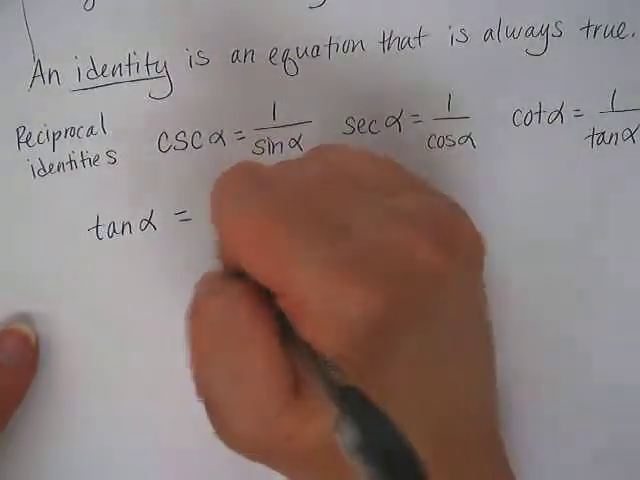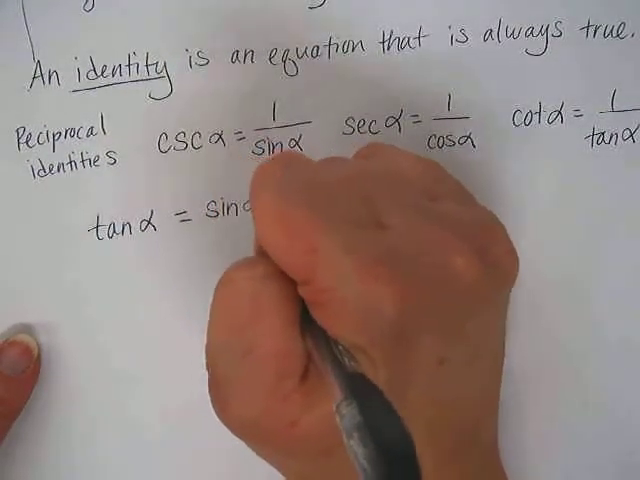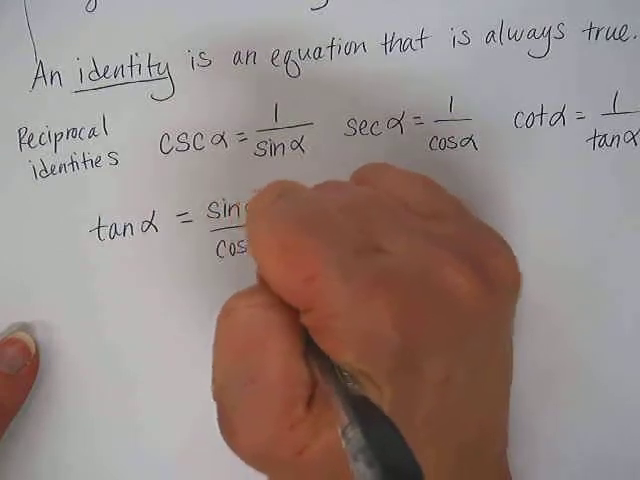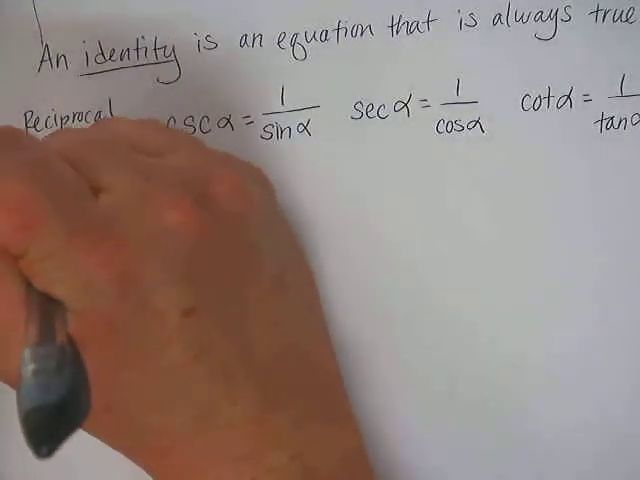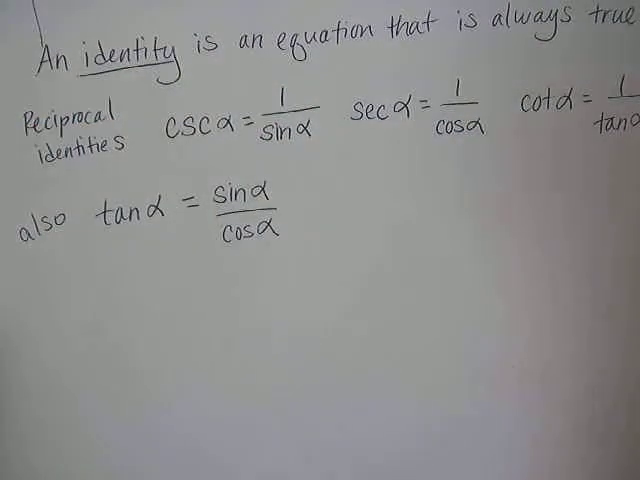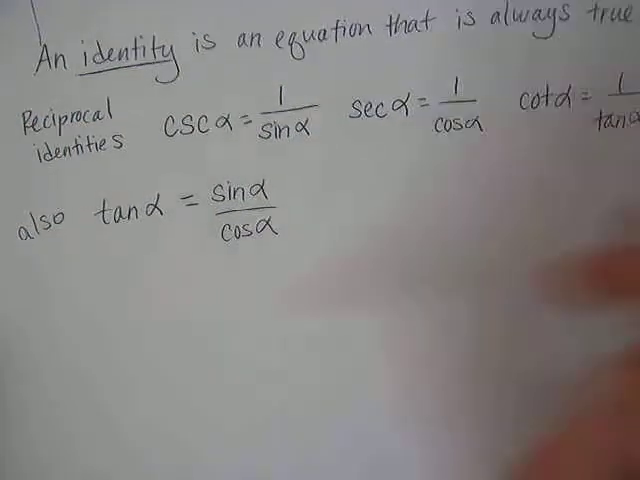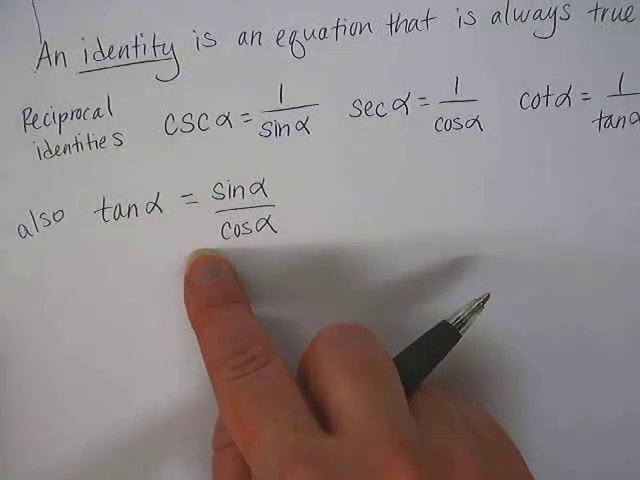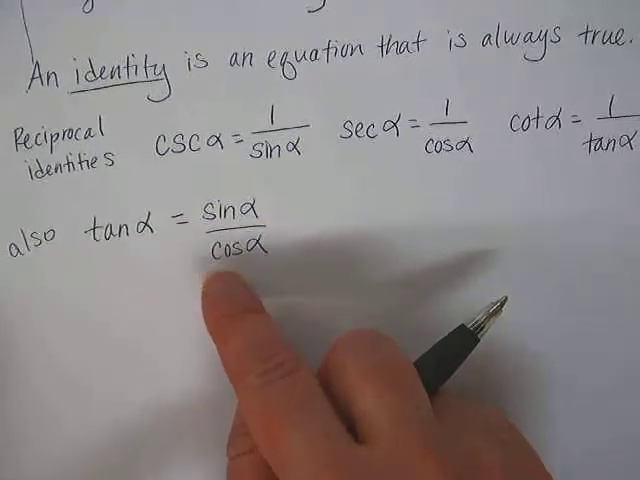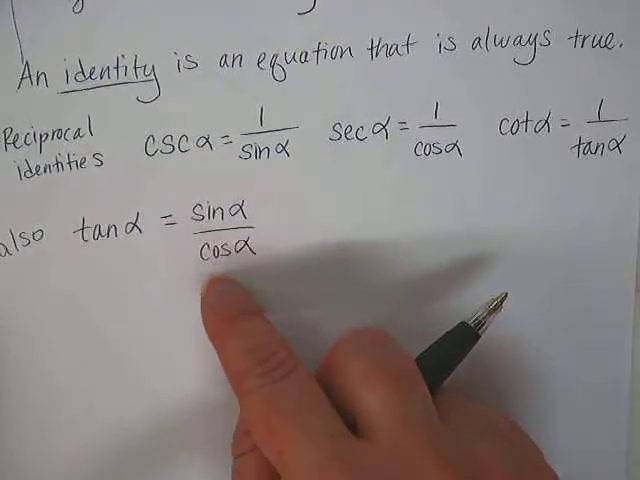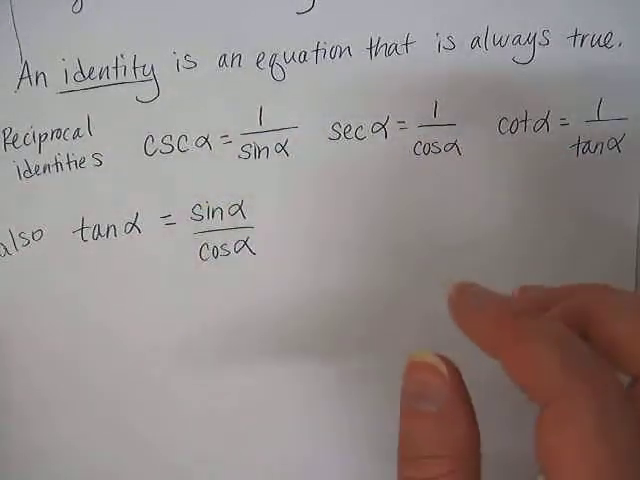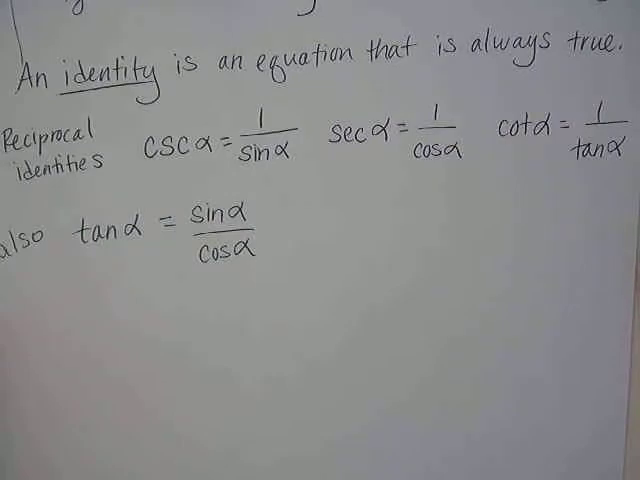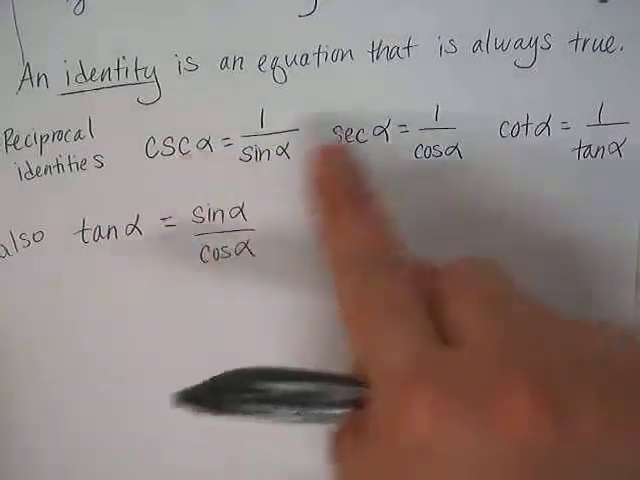Tangent can also be written as sine over cosine. This is not a reciprocal identity, and I can't find where I have it written to remember what it's actually called. But that's one that we will use a lot, because you will see how essential it is at some point to be able to turn anything that's not sine and cosine into sine and cosine.